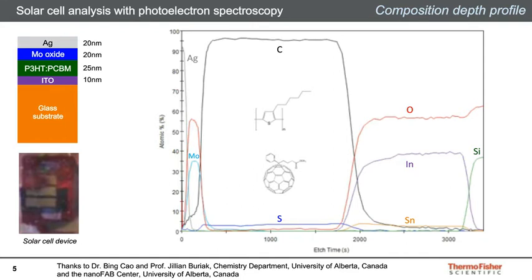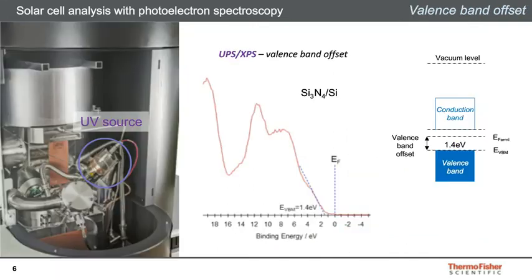We saw in the previous slide how XPS can be used to measure compositional information. It can also be used to measure some electronic parameters relating to solar cell materials. If we collect photoelectrons with the highest possible kinetic energy, this allows us to investigate the valence electron orbitals in the sample. The energy at which the XPS spectrum begins, relative to the Fermi level, tells us the valence band offset.